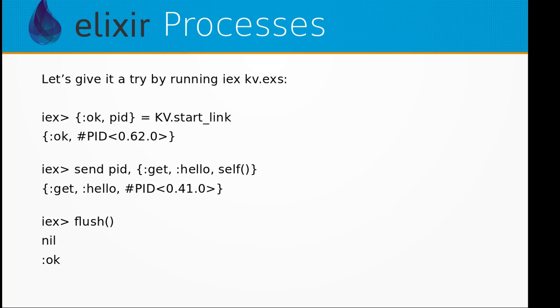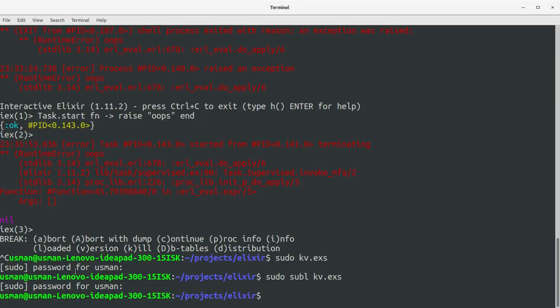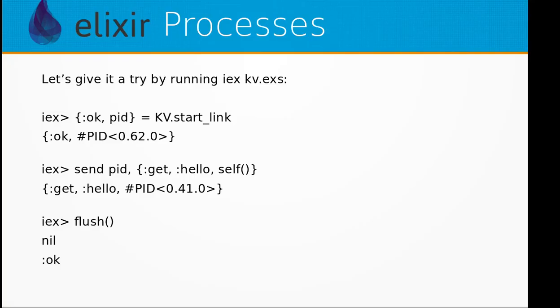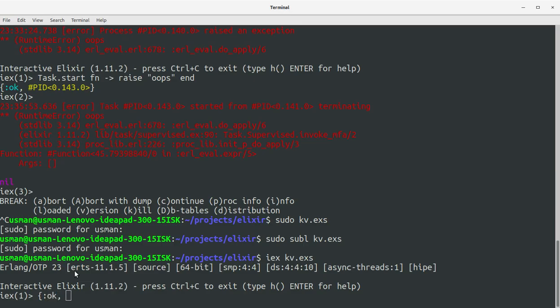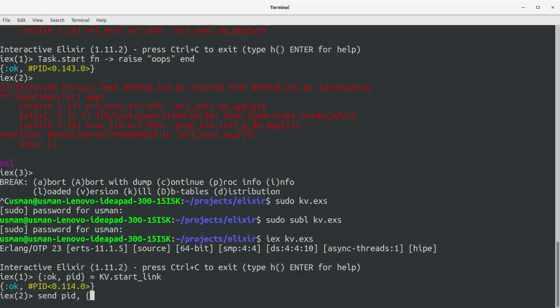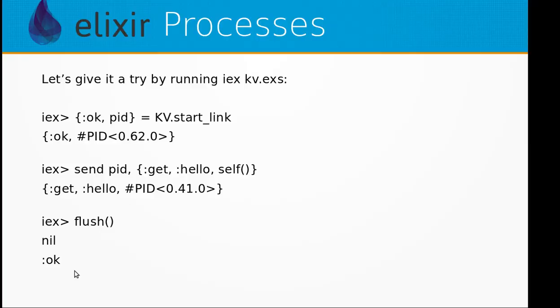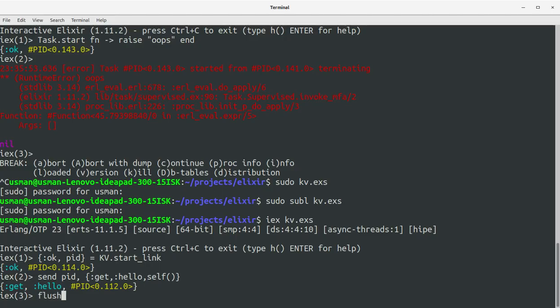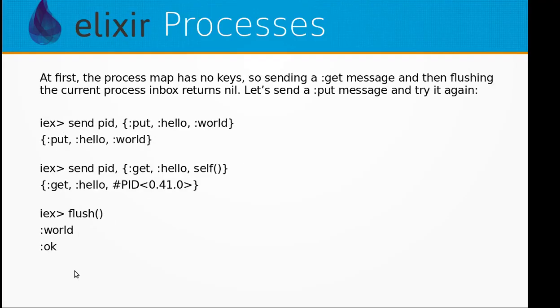Let's give it a try by running iex kv.exs. Okay, pid equals KV.start_link. Okay, send pid, {:get, :hello, self()}. Now run flush and we will get nil. At first the process map has no keys, so sending a get message and then flushing the current process inbox returns nil. Let's send a put message and try it again.